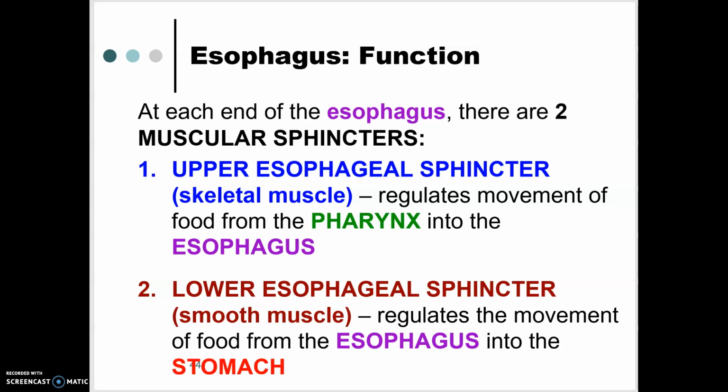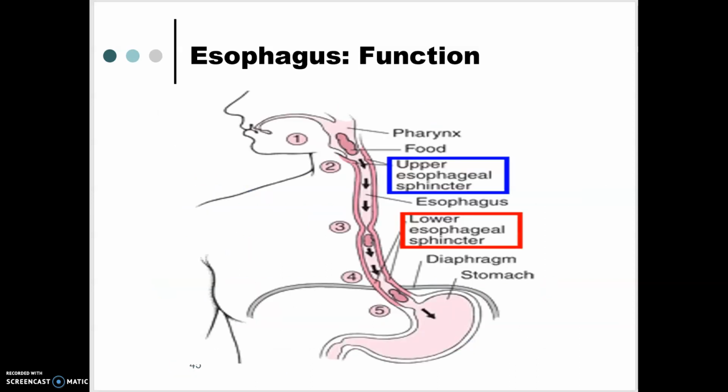At the opposite end of the esophagus, right down where the esophagus meets the stomach, we have the lower esophageal sphincter. Now this is smooth muscle, so we don't have any control over this. This sphincter will open up when food is present next to it. That'll cause the muscles to react, open up the sphincter, and that'll allow the food to go from the esophagus into the stomach. So on this picture here, you can see the position of the two sphincters, the upper esophageal sphincter and the lower esophageal sphincter, and you can also see food passing through the esophagus as it makes its way from the mouth into the stomach.